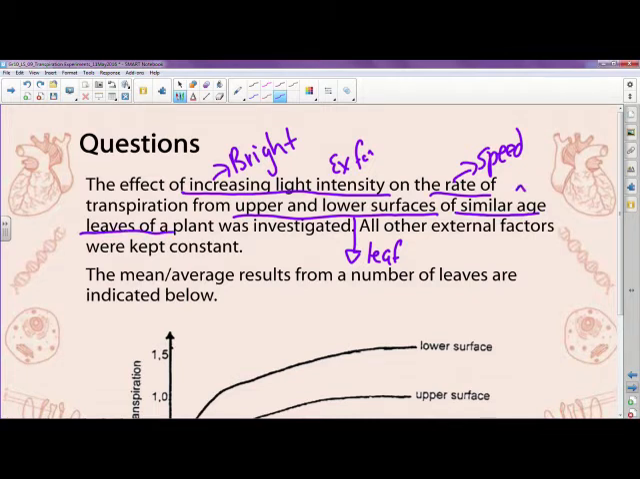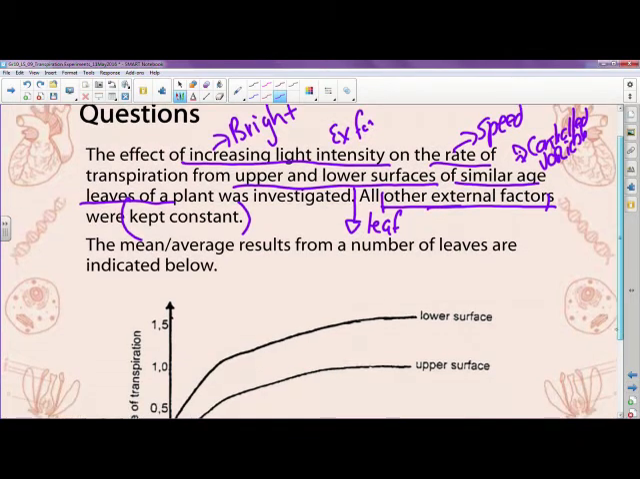Similar age tells me it's a controlled variable. What am I controlling? I need things to be as consistent as possible. The last part of it, all other external factors were kept constant. Okay, now there's a graph, have a look at my graph.